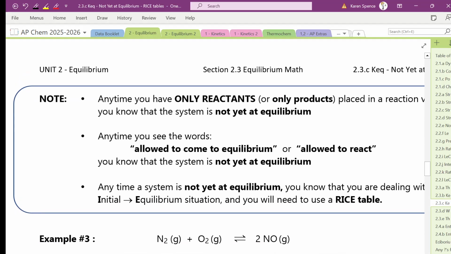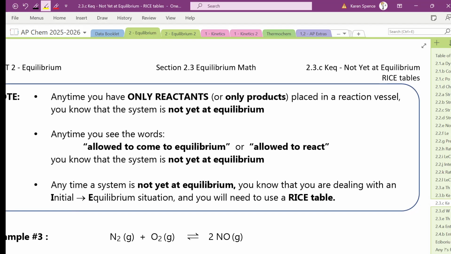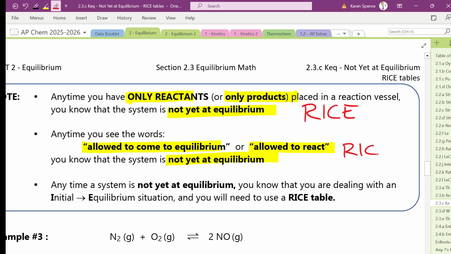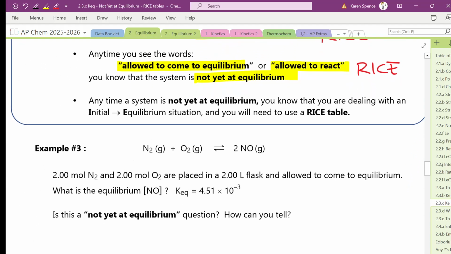Oh, these are just little notes. Anytime you are given only reactants or only products, you know that the system is not yet at equilibrium and therefore you need to use Rice. Anytime you see the words allowed to come to equilibrium or allowed to react, you know you are not at equilibrium. And so you need to use a Rice table. And anytime a system is not at equilibrium, you need to use a Rice table.